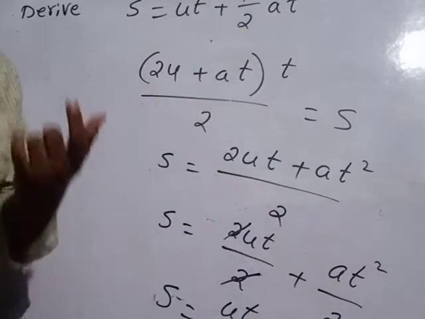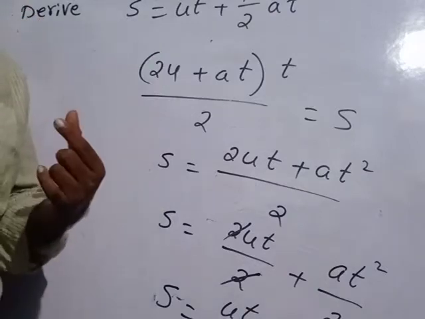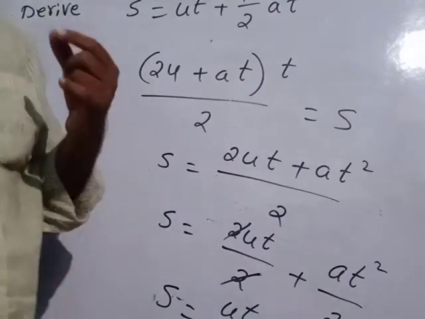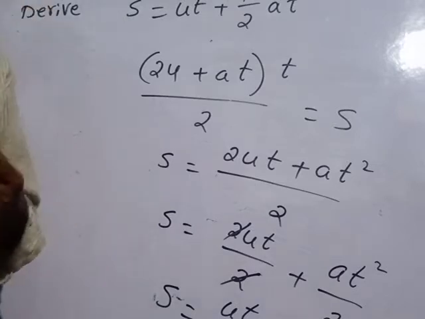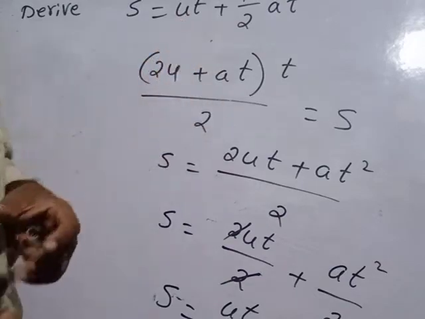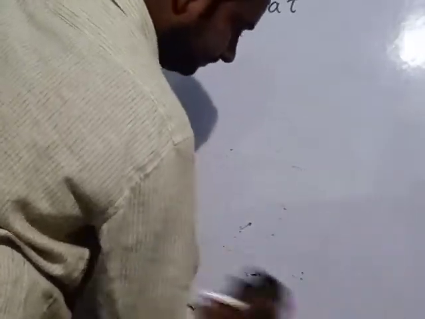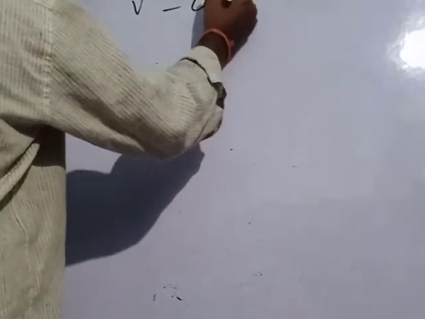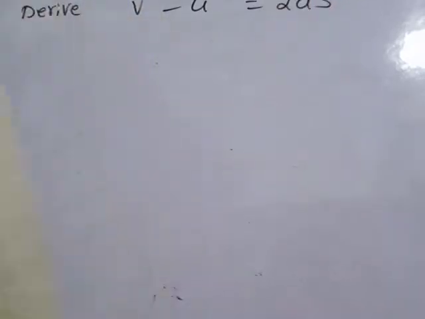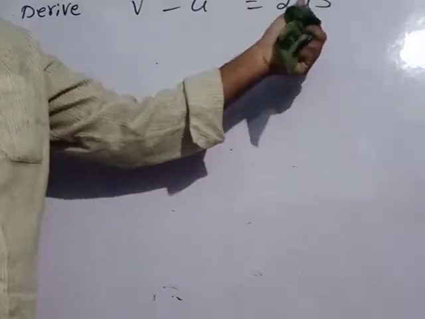This is the second equation. S is equal to UT plus half AT square. So you know already the average velocity is V plus U by 2 and average velocity according to formula is S by T. Equating those equations, and V is replaced with U plus AT. This is the second equation. Now derive the third equation. So what is the third equation? V square minus U square is equal to 2AS. Now derive this equation.